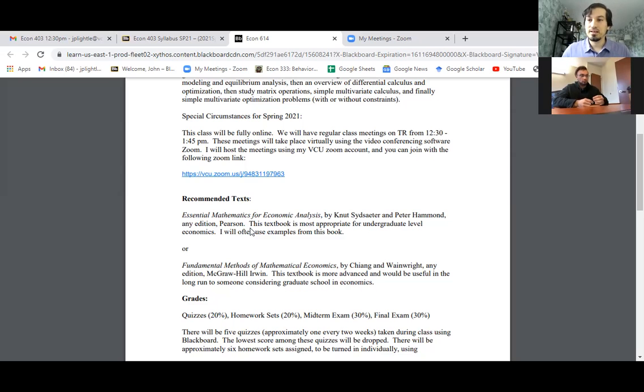If you don't get that one, then the other, and I don't have that one with me, but this is the other one. This is more for graduate or upper level undergraduate to master's level. It's by Alpha Chang and Kevin Wainwright, and it's called Fundamental Methods of Mathematical Economics. That would be a good one to have in the long run if you think maybe I'll not just stop here, but keep going in my economics education. Okay, those are the textbooks.